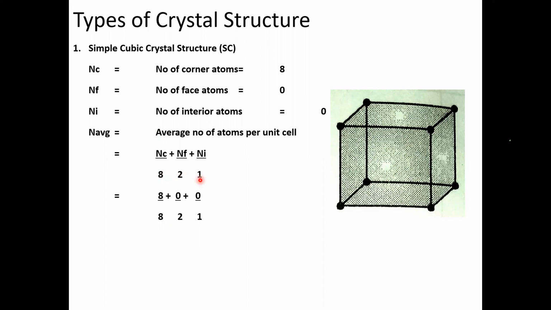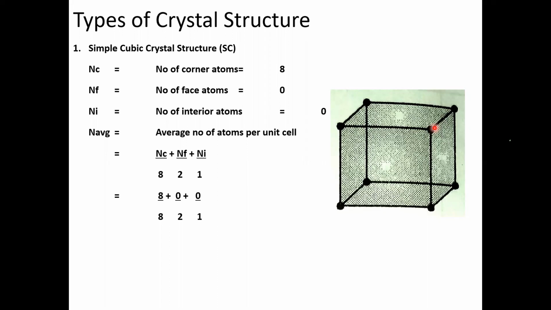Sir, why is there 8, 2 and 1 in the denominator? What is the logic behind it? So the logic is that when you consider any simple cubic structure, there are 8 corner atoms. 4 are at the bottom face and another 4 are at the top face. So there is sharing of these atoms by these 8 corner atoms. That's why it is generally considered as 8. Nc by 8.